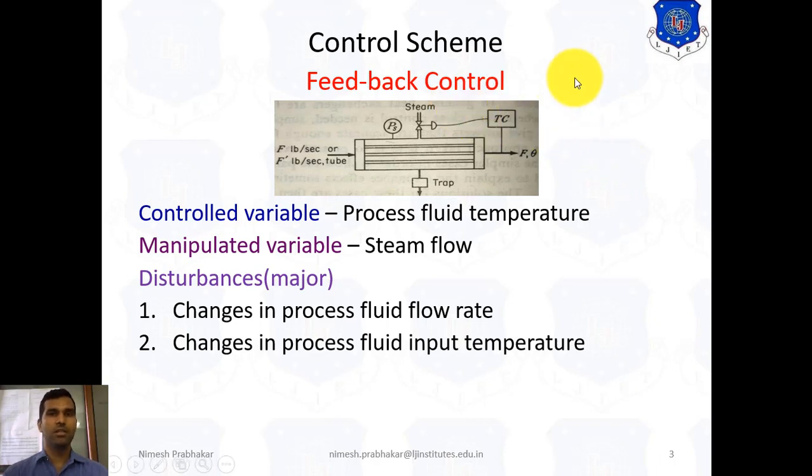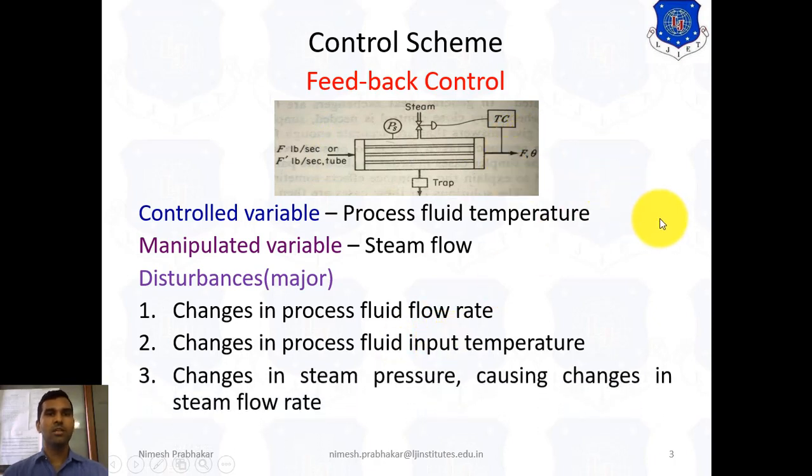The second disturbance is a change in the process fluid input temperature. The temperature of the entering fluid is also varying, and because of this variation the outlet temperature varies. The third disturbance is a change in steam pressure, which occurs because of the change in the steam flow rate.